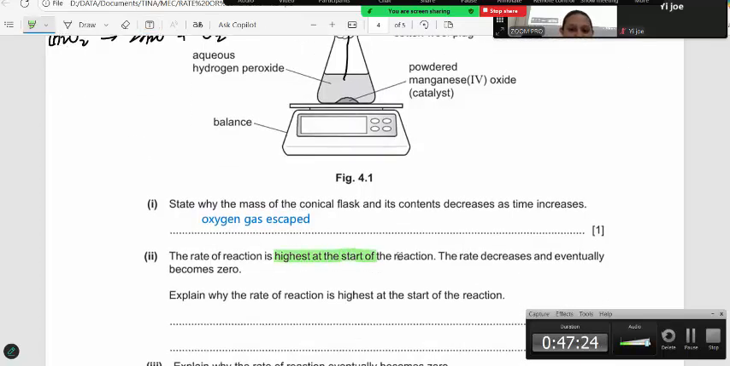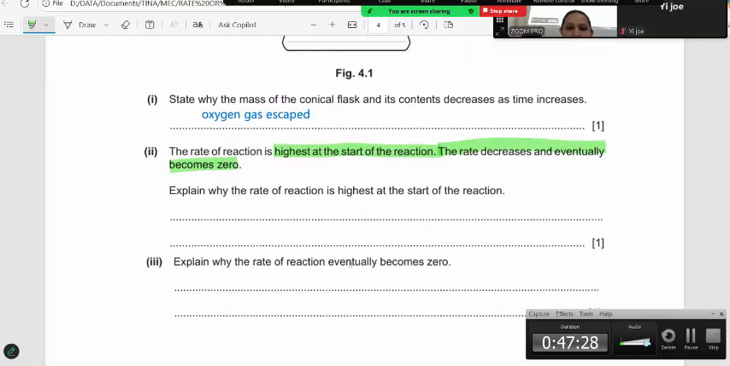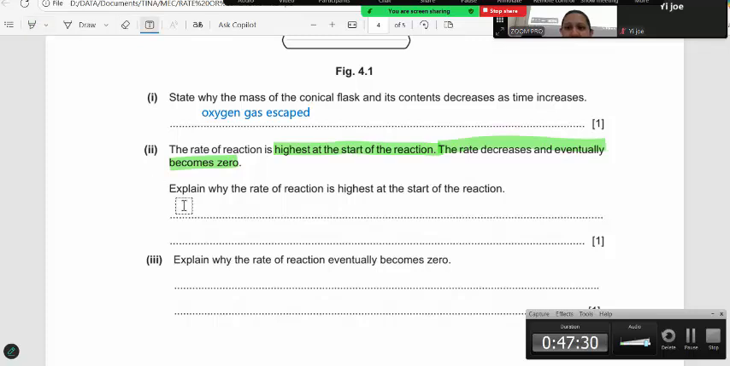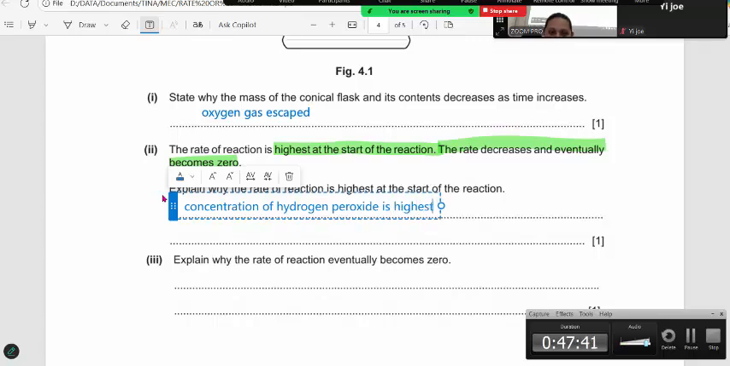The rate of reaction is the highest at the start. This is what I told you just now. The rate decreases and eventually becomes zero. Explain why it is the highest. Because the concentration of hydrogen peroxide is highest at the start.